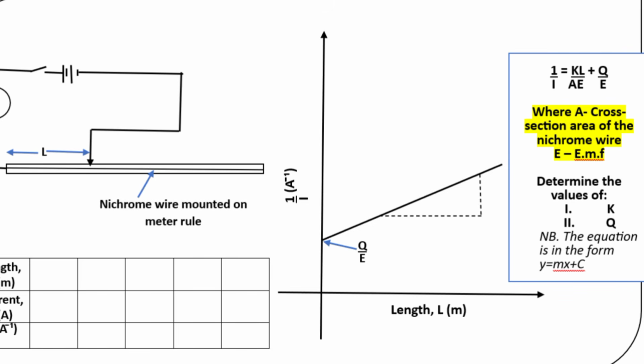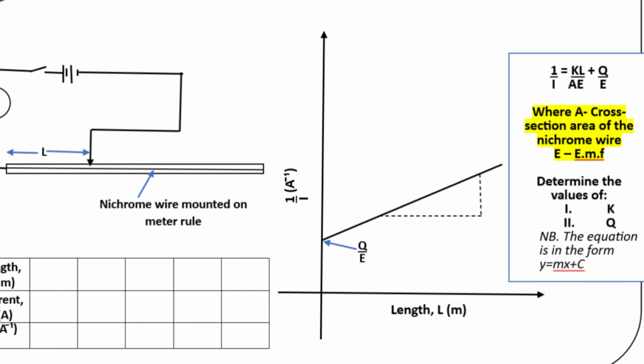Then you read the current and determine the reciprocal of the current. That means we do not have a voltmeter this time round for this particular case. So then you plot a graph of the reciprocal of current against length. You realize that again this is a straight line graph, whereby as you increase the length, the reciprocal of current increases. That means length and reciprocal of current are directly proportional.